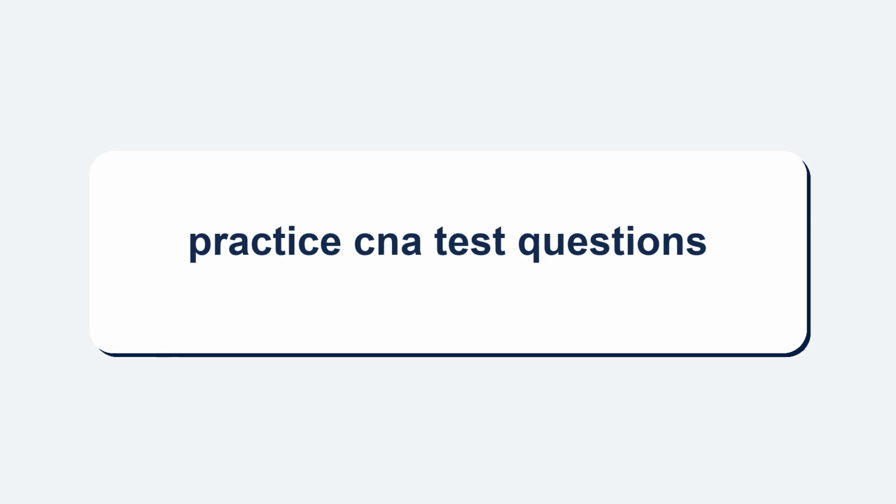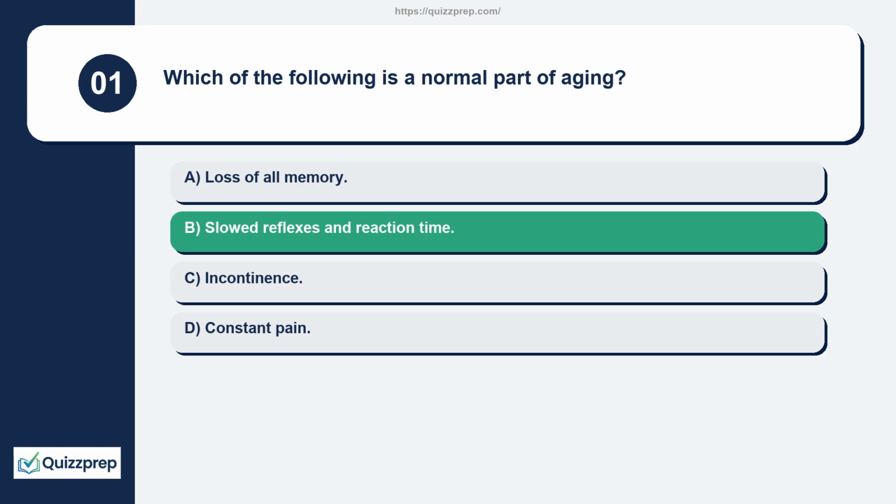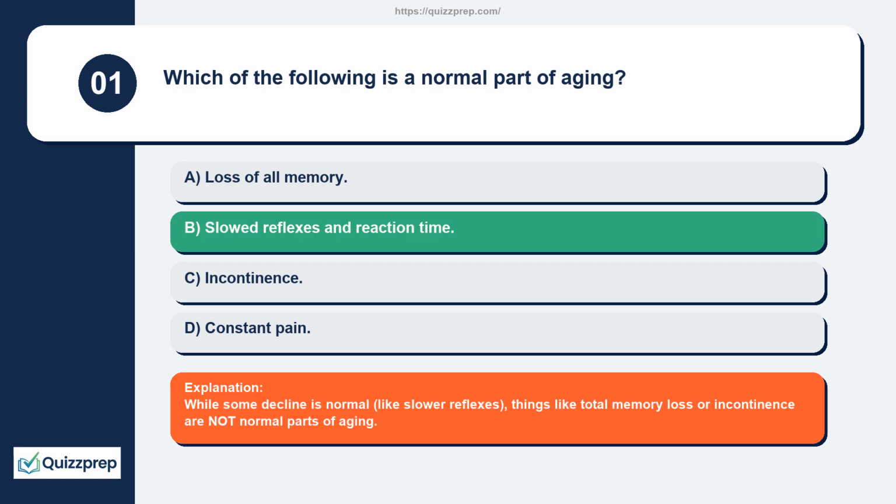Practice CNA test questions. Question 1. Which of the following is a normal part of aging? Loss of all memory, slowed reflexes and reaction time, incontinence, constant pain. While some decline is normal, like slower reflexes, things like total memory loss or incontinence are not normal parts of aging.